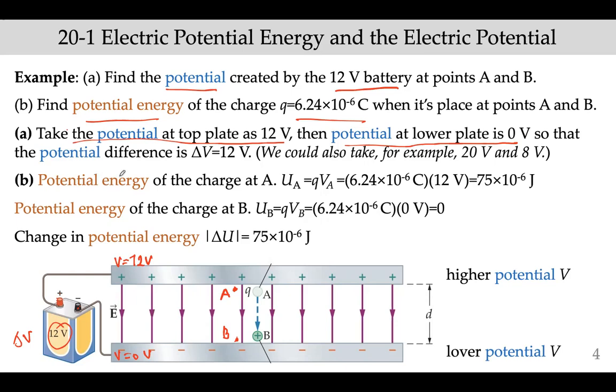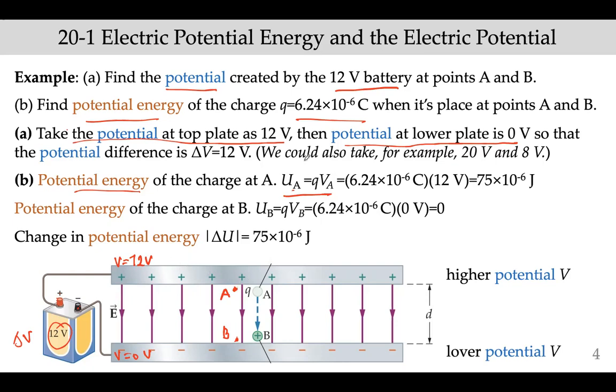Okay, so we found potentials at A and B. In part B, now we have to find the potential energy. So potential energy at A: you place a charge at point A. Now we use this equation that we learned in the previous slide. So now we know the potential here, it's 12 volts.